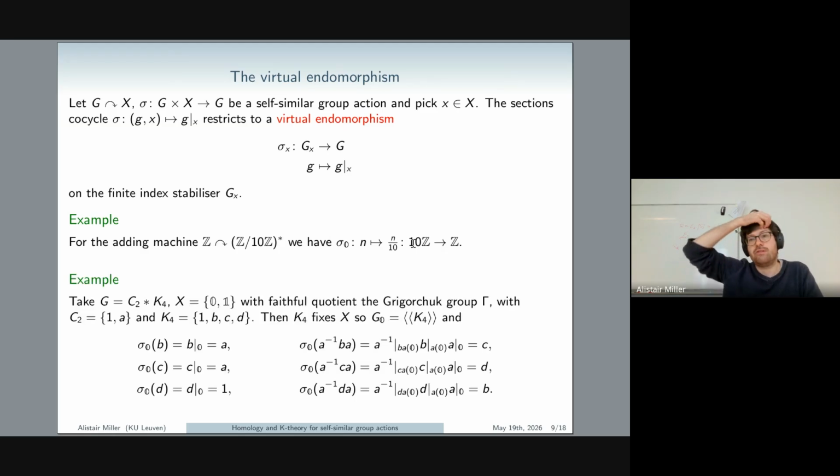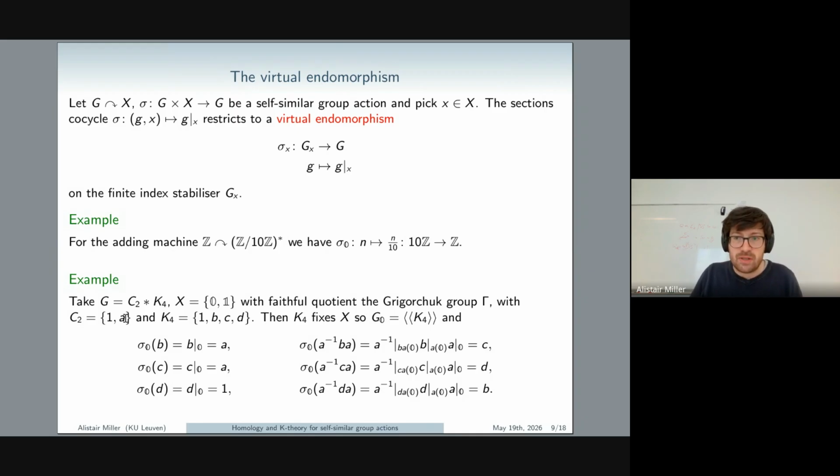And a more interesting example is this Grigorchuk group example. And here I'm going to look at this free product G as the free product of the cyclic group of order 2 and the Klein 4 group. Now, this cyclic group of order 2 was A. This swaps the alphabet.